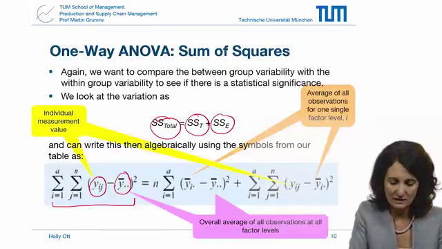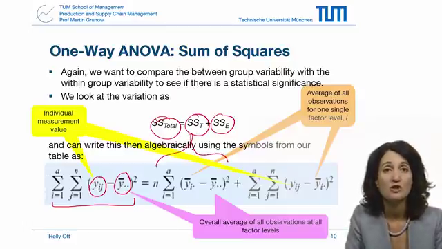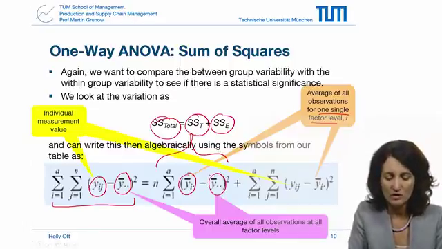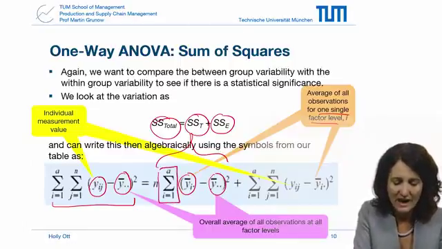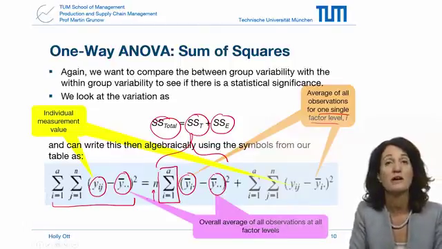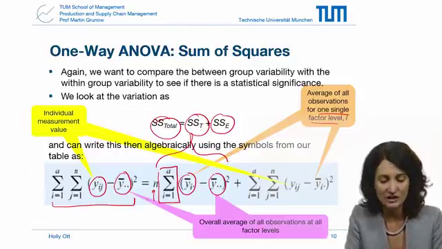Now, the second term is the sum of squares due to the different treatment averages. So this is the row average for one single factor level compared to the overall mean, the y bar dot dot. And you do that for every single different treatment value. In this case, we have to multiply by n because we're assuming we have n different replicates in each. So we sum up these squared differences for each of the different treatments.